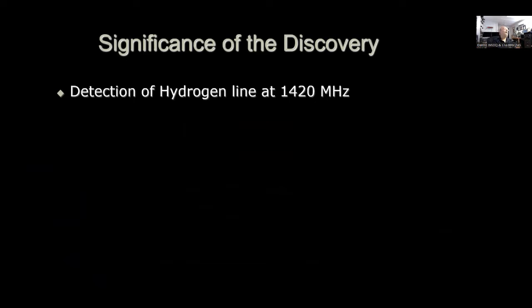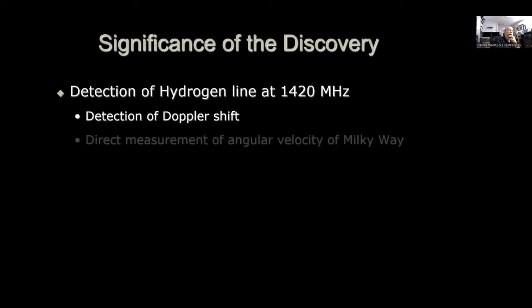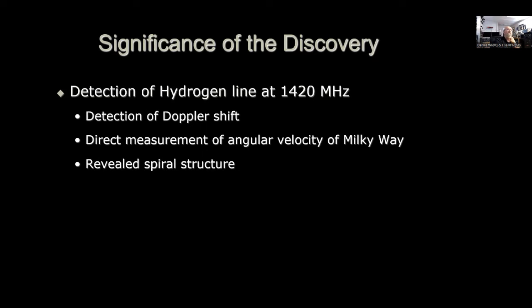So it's 1420.405, something like that. I can never remember it. But they detected some other important things like Doppler shift. With the Doppler shift, looking at the Milky Way, they were able to measure directly the angular velocity of the Milky Way. In other words, how fast is the Milky Way turning? They were able to do that. It also revealed the spiral structure of the Milky Way.